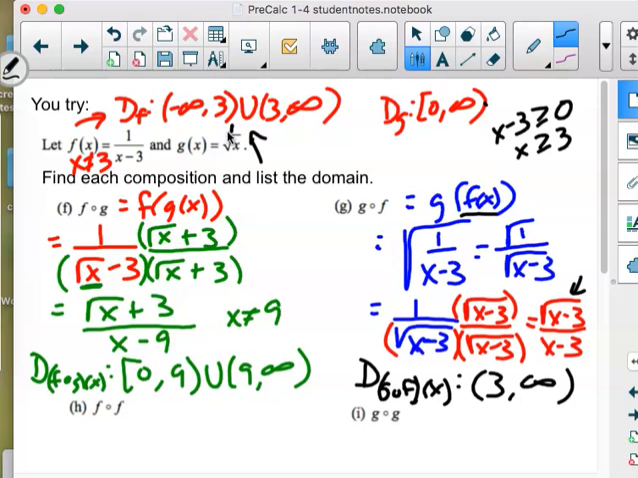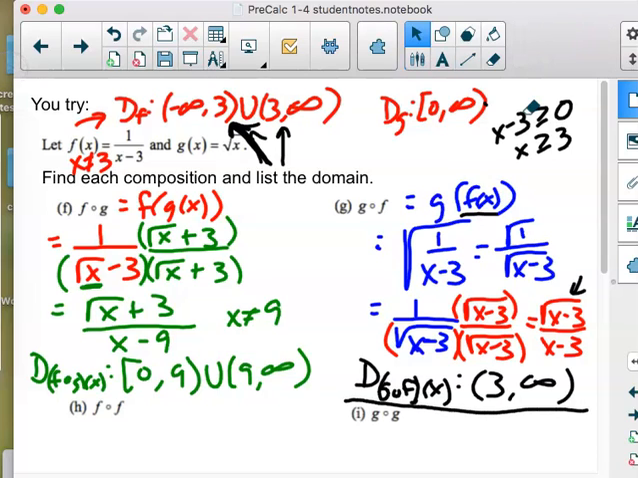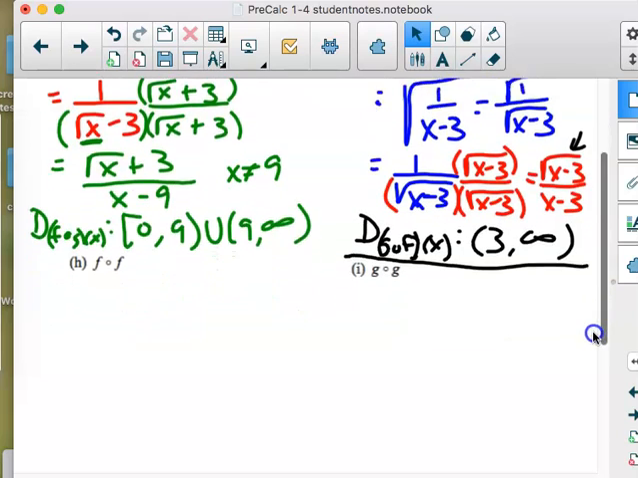So that means the left portion of the domain that we had for f, which was the input on this one, is not usable anymore. We can't use those numbers. Now we know that it has to be greater than or equal to 3, but we also know we can't use 3 from the original domain of f. So when we put that all together, our new domain will be from 3, not including 3, to infinity.